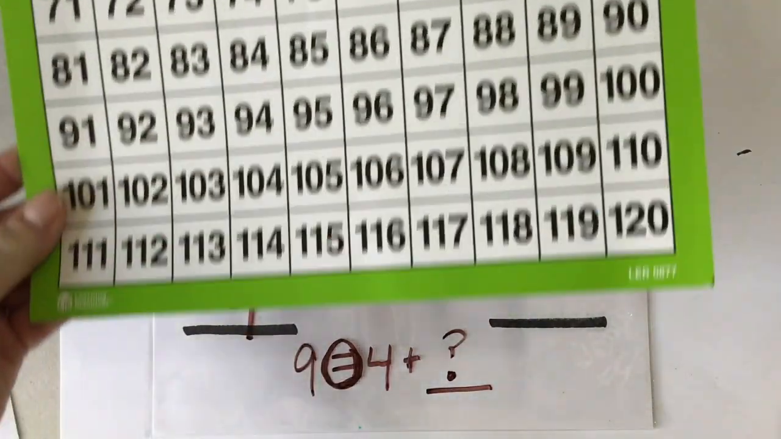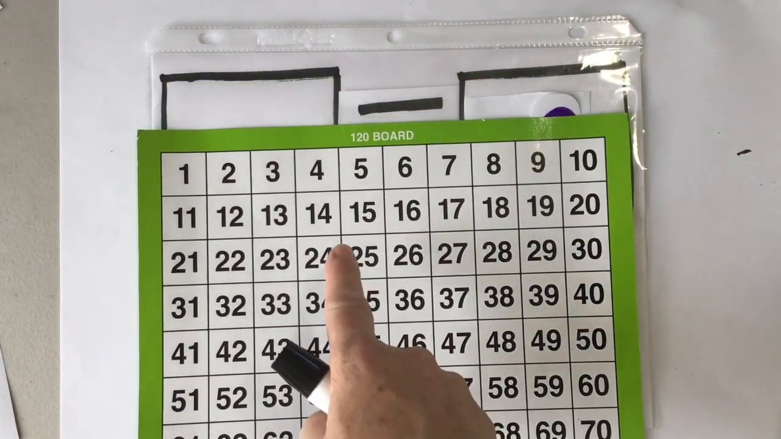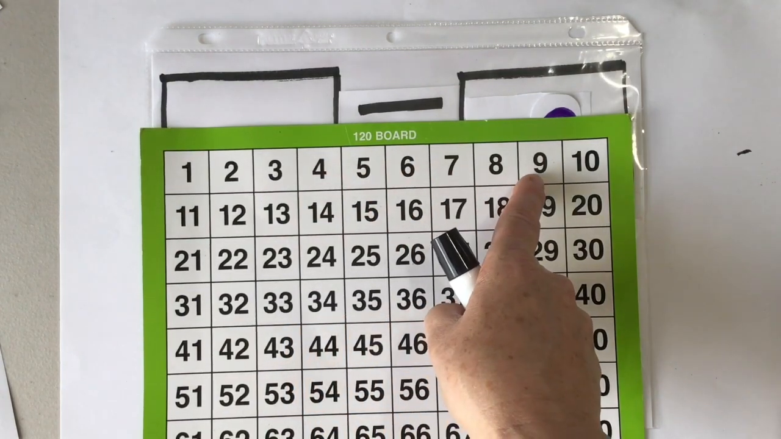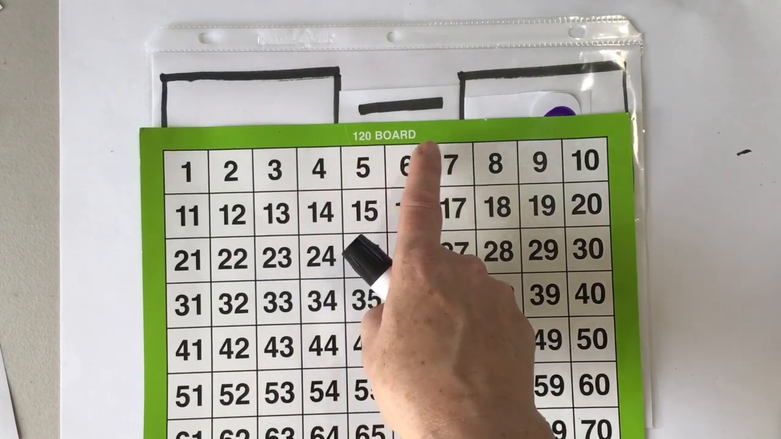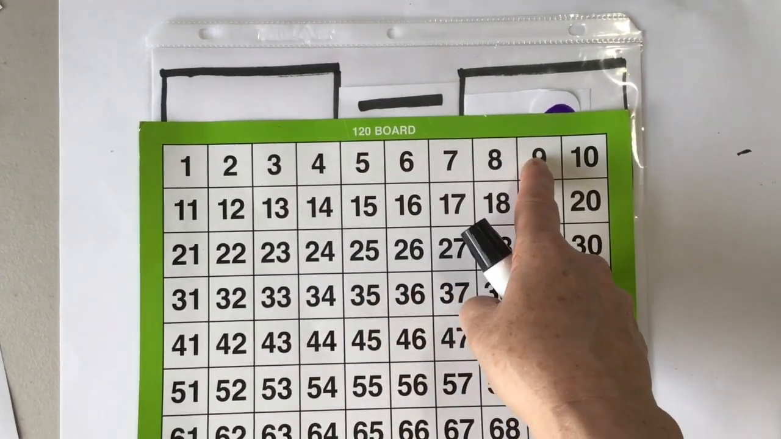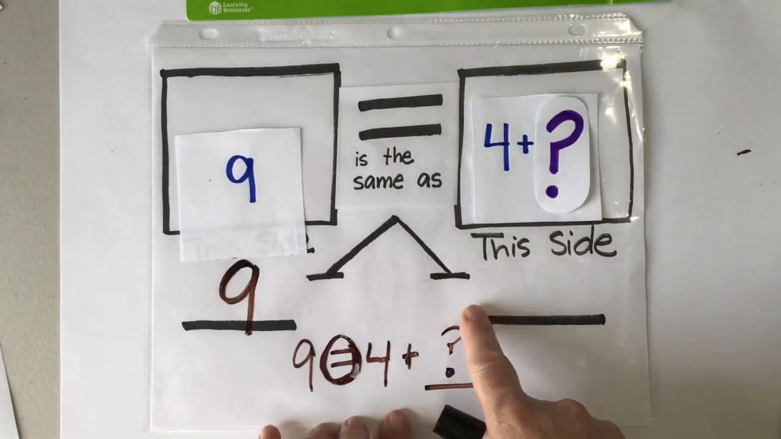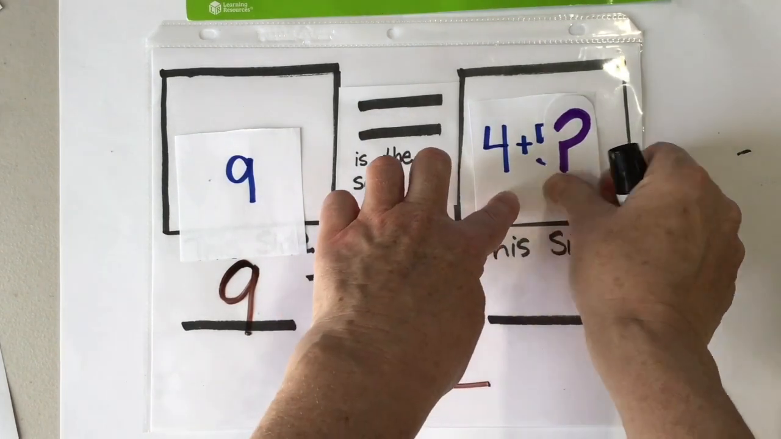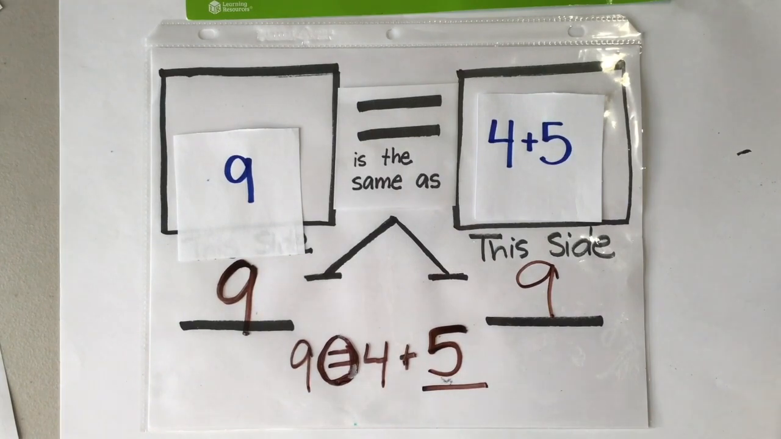So here we go. This is where I'm going to just get my hundreds chart, and I'm just going to count up. I could use my fingers too. So I'm at 4, but I have to get to 9. So I'm going to just count how many I need. 1, 2, 3, 4, 5. So 4 plus 5 is going to equal 9. Let's check it. We did it. Great. So both sides are the same. And we know 4 plus 5 is 9.